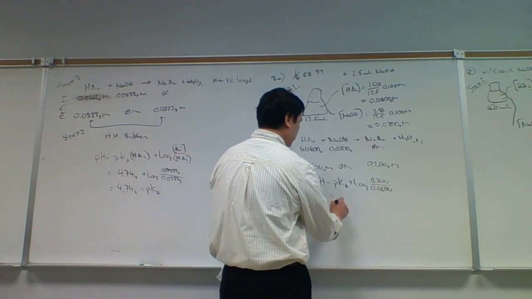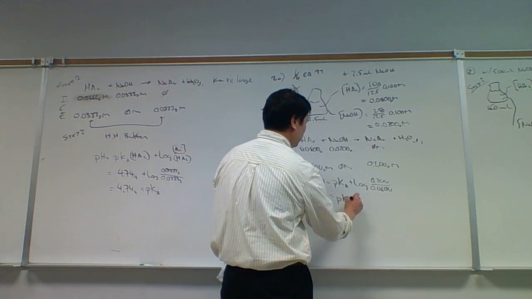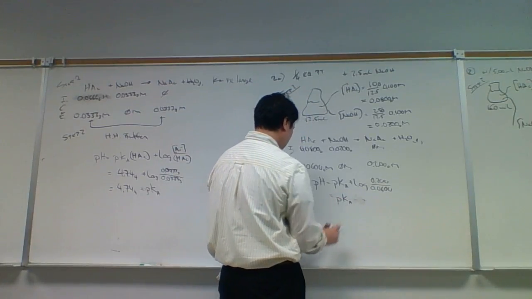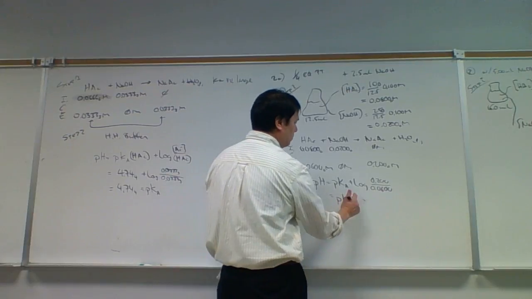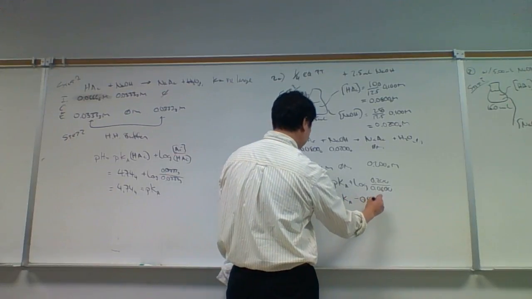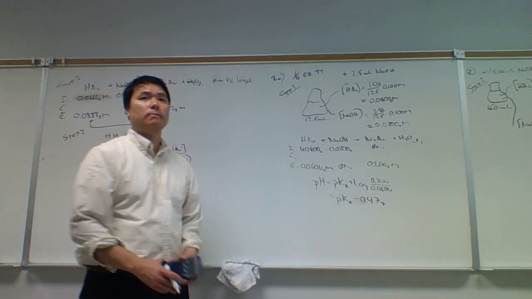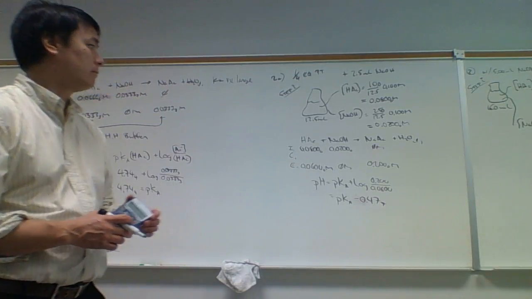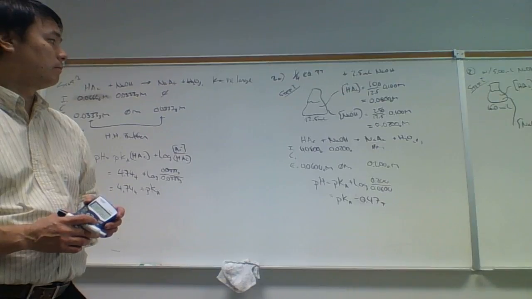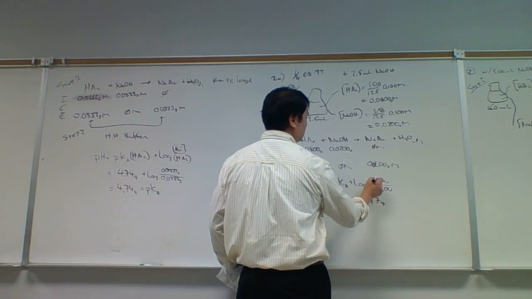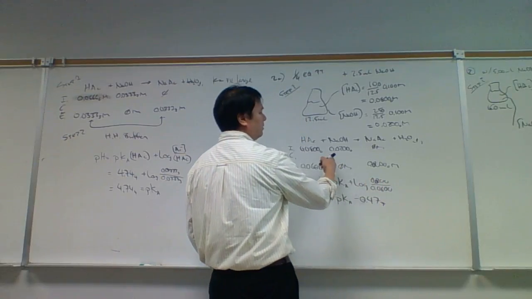0.47. This is going to be the pKa plus the log, oops, not plus the log. pKa minus 0.477. For log, where did you get the 0.200? Oh, 0.0. Sorry, this should be 0.020. That came from here.